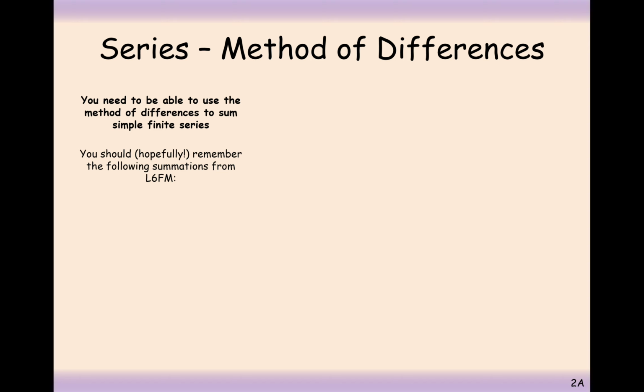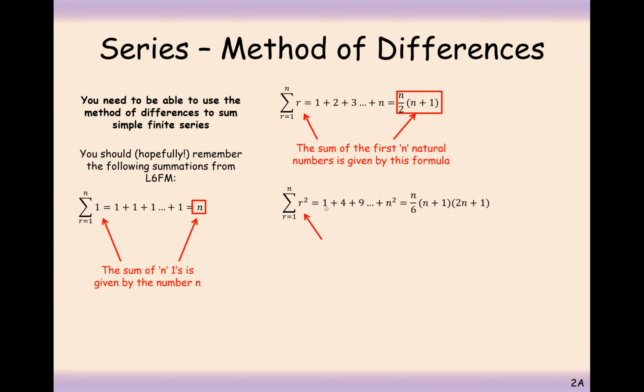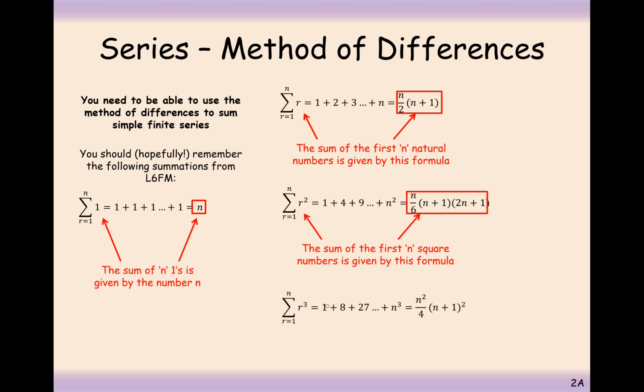The way you did it in the lower 6th was you helpfully remembered a couple of formulas. The sum of 1 is equal to n. The sum of the first n integers, the sum from 1 to n, is equal to n over 2 times n plus 1. The sum of the first squared numbers, that's 1, 4, 9, all the way up to n squared, is with this formula here, n over 6 times n plus 1 times 2n plus 1. And the sum of the first cubed terms is this formula here.